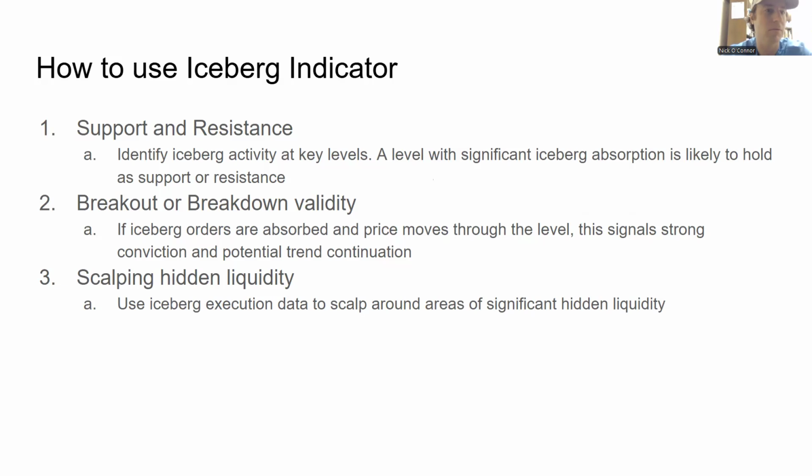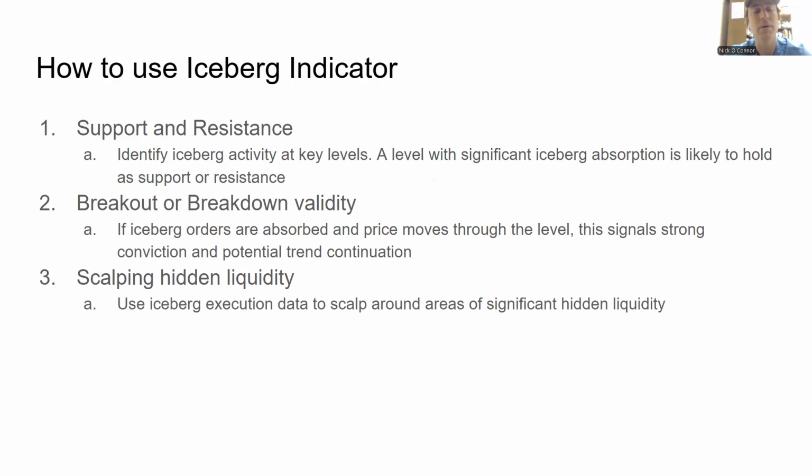Just to reiterate how we can use the iceberg indicator in our strategies, we can think of these areas as areas of support and resistance at key levels. These tend to hold as support if buy icebergs are being filled at a key level, and they tend to hold as resistance if sell icebergs are being filled at a key level. We can also see if they don't hold as support or resistance, whether there's going to be a breakout or a breakdown around these levels, because those are the days where we typically have those nice 1%, -1%, 2% trend days.